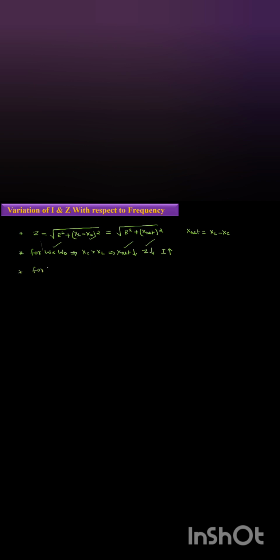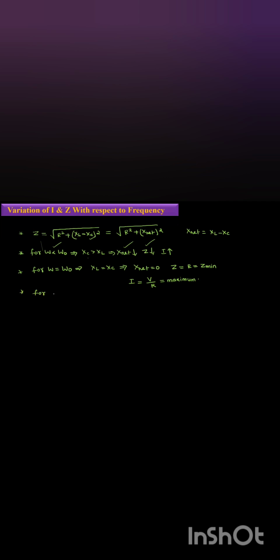What about for omega equal to omega naught, friends? XL equal to XC. If XL equals XC, what is X net? The net reactance is 0. If net reactance is 0, then Z equals R, that is Z minimum. Then the current I equals V by R, that is the maximum. At resonance frequency, current is maximum.